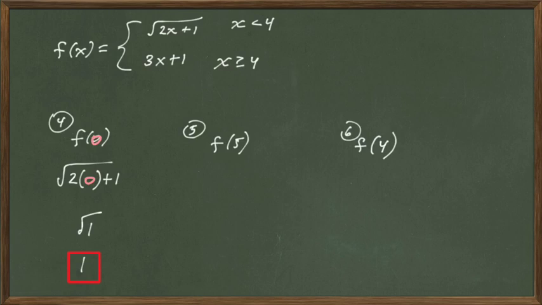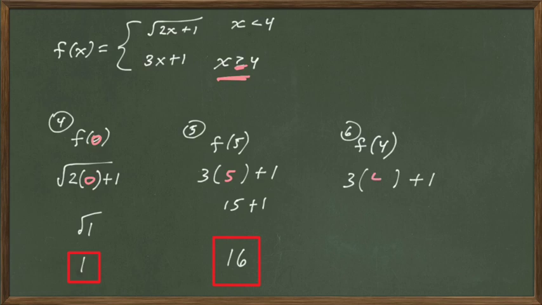How about 5? 5 is bigger than 4, so I put the 5 into the bottom one. So if I put the 5 into the bottom, you multiply, you get 15 plus 1 makes that 16. And lastly, f of 4. 4 is not bigger than 4, but it is or equal to, right? So it is the or equal to. So I put the 4 in the bottom one, and I multiply before I add, and hopefully the answer there was 13. So that's up through 6.